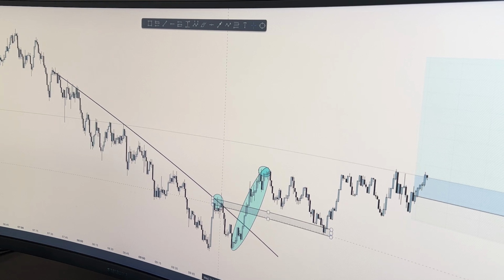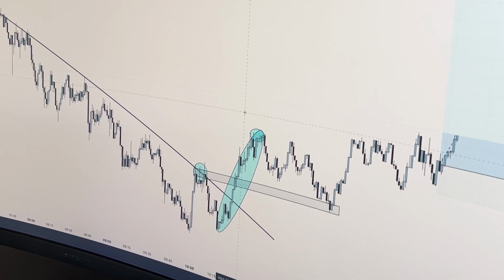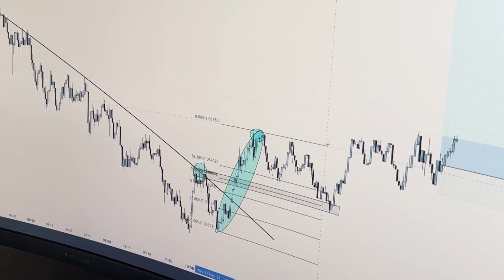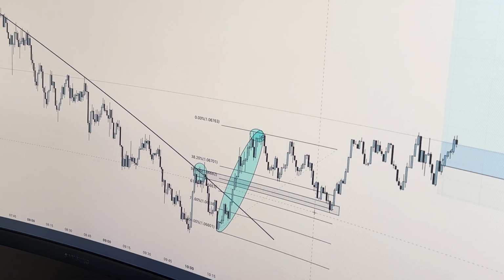So this was once resistance, we've broken through it, we've pulled back and used it as support. What other confluences can we add within the market? We can add our Fibonacci retracement tool. If we use that from swing low, drag it to swing high, drag it across, we can see that we've also retested the 50% Fibonacci level. Again, another nice level within the market. That would have been a nice entry.